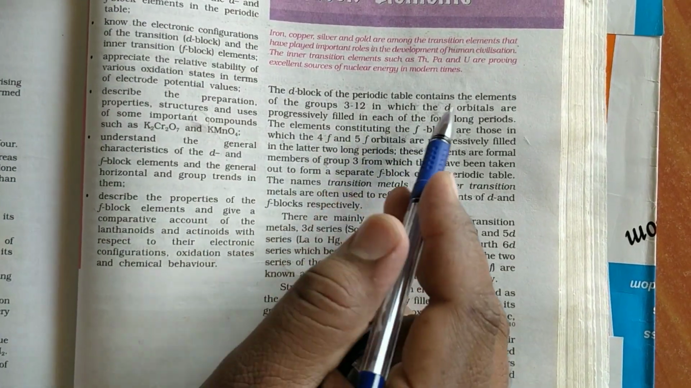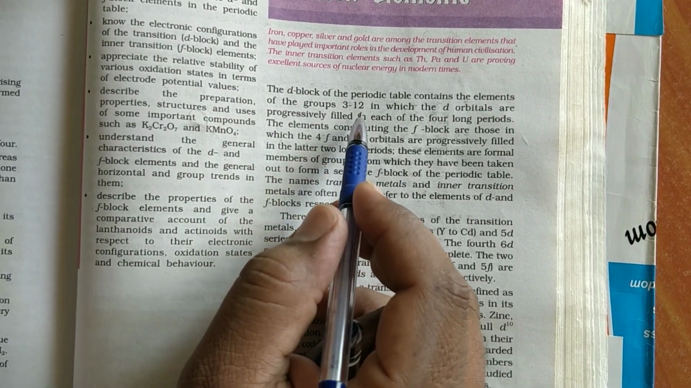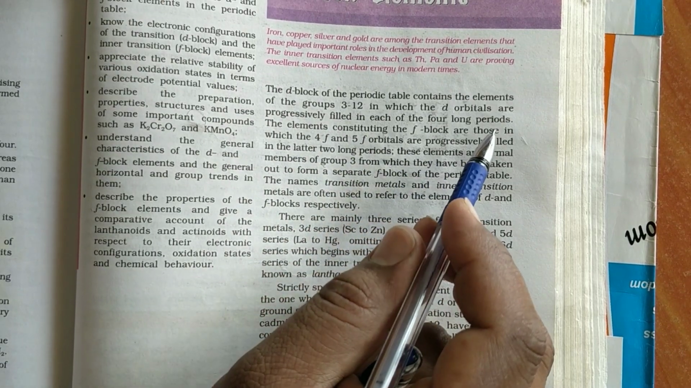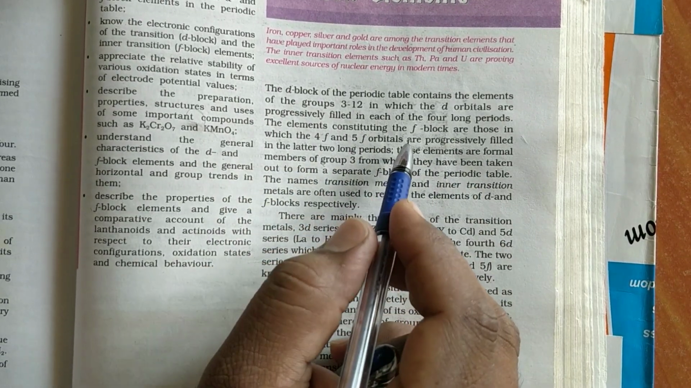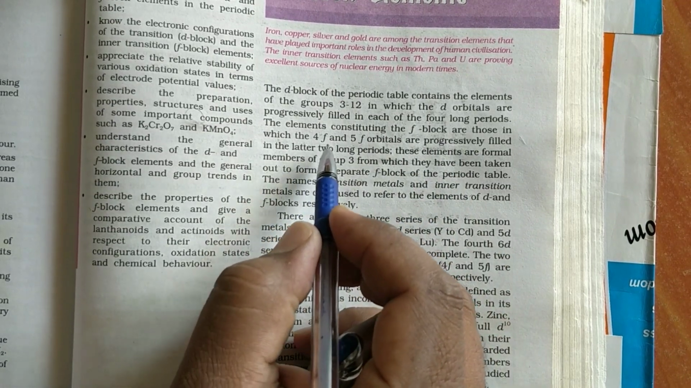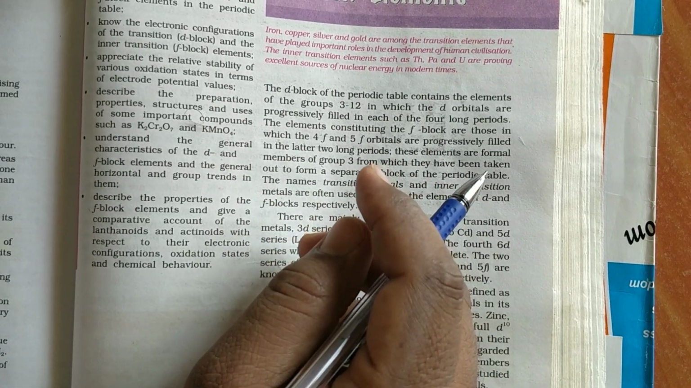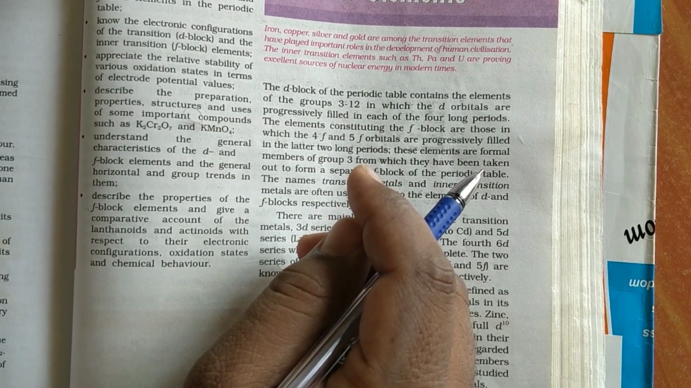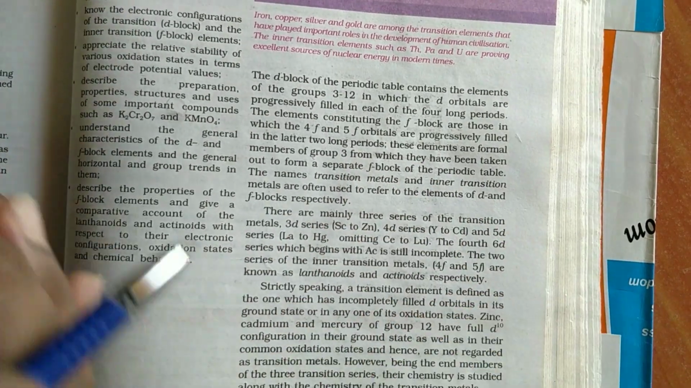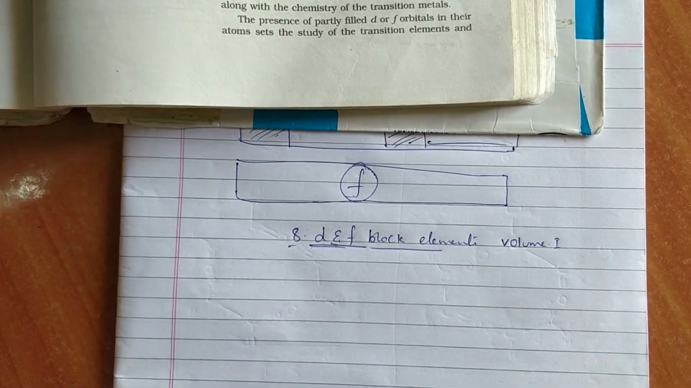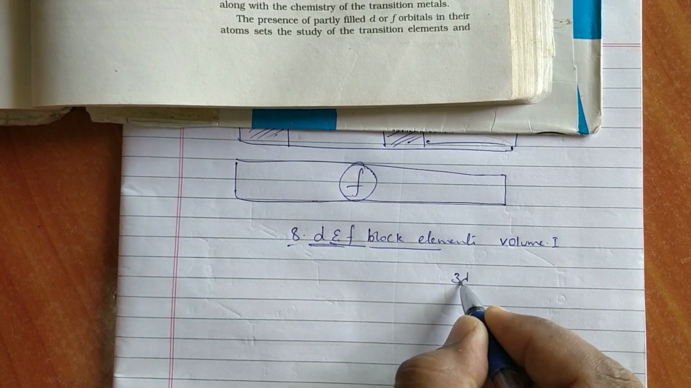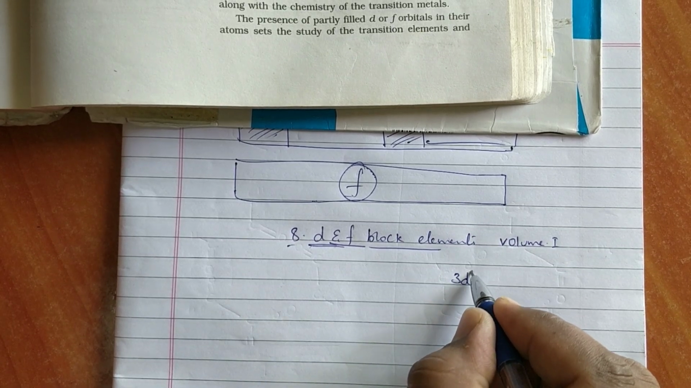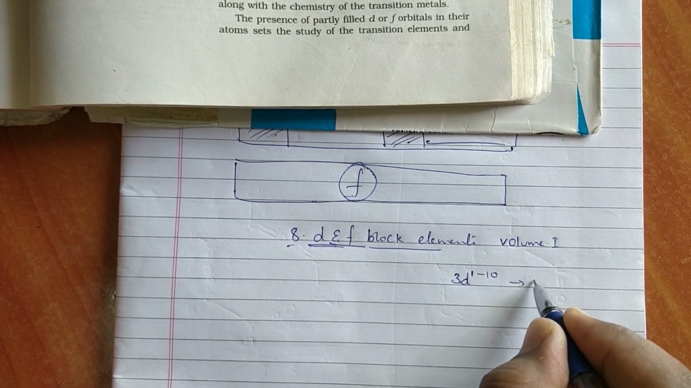The D block of the periodic table contains the elements of the groups 3 to 12, in which the d orbitals are progressively filled in each of the 4 long periods. The elements constituting the F block are those in which the 4f and 5f orbitals are filled. Actually, the differentiating electron enters into d orbitals. Those are 3d, 4d, 5d, 6d. If the differentiating electron enters into 3d, it can accommodate 10 electrons. So electronic configuration 3d 1 to 10 belongs to the 3d series.